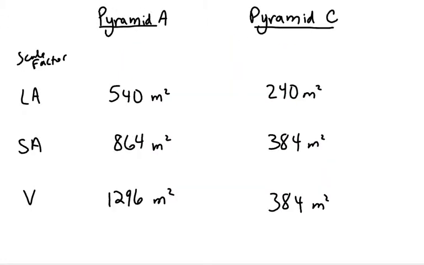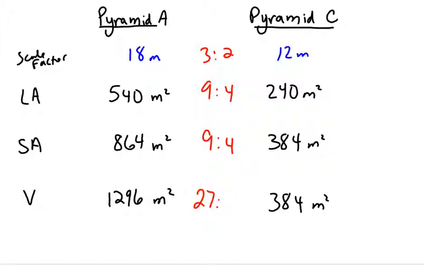Again, scale factor, looking at the actual measurements. I'm going to start with the base edges. We have 18 and 12 meters, reduced to 3 to 2, and you would have done the same thing for any of the corresponding measurements. Next row, the lateral areas, reduced to 9 to 4. Same thing for the surface area, and the last one, 27 to 8, is what we're seeing. Observe. What do you notice?